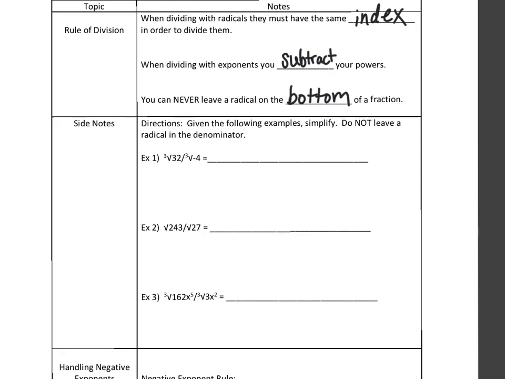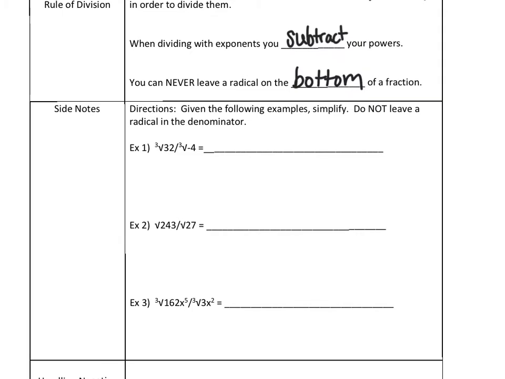Okay, so we've got a couple examples here. It just wants us to simplify them and to not leave a radical in our denominator. Okay, so the way these are written is not with a math type, but that's okay. So what this is basically saying is cubed root of 32 divided by cubed root of -4. Okay? So what we're going to do, first off, check our indexes. Are they the same? Yes, so we're good on that. And now we can just divide, okay?